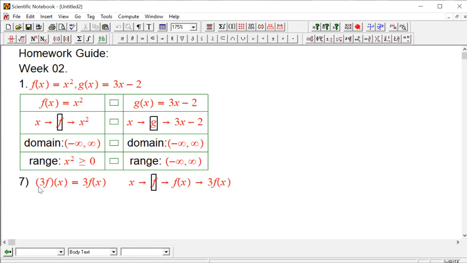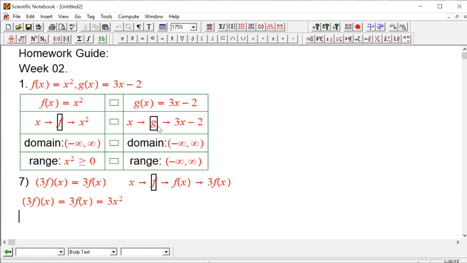As far as showing your work in this case, all you have to do is this: 3 f of x equals 3 times f of x, and f of x is x squared, so it's 3 times x squared. That's it. You don't have to write all of these. As far as the amount of work you need to show, just this much for number 7.